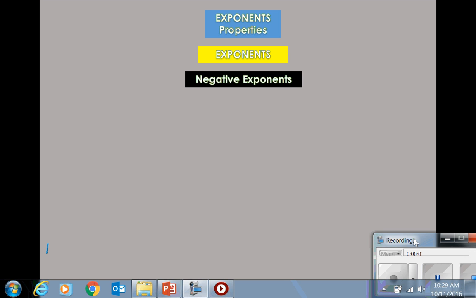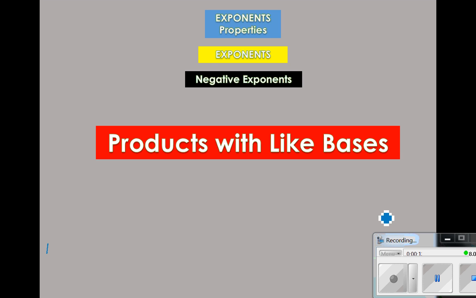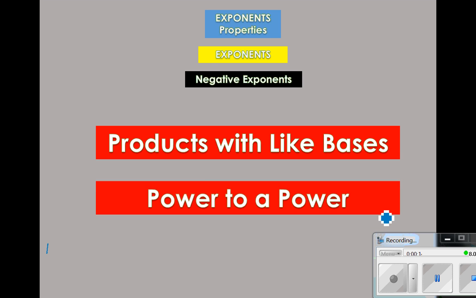This is part 2 of the exponents properties foldable. We've already talked about basic exponents. We've already talked about negative exponents. And now we're going to do products with like bases and power to a power.